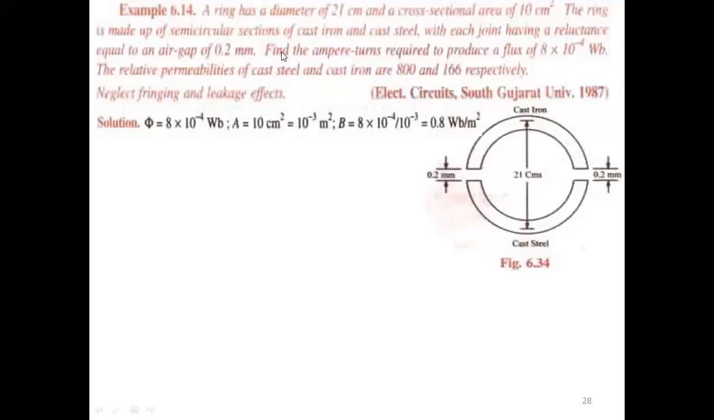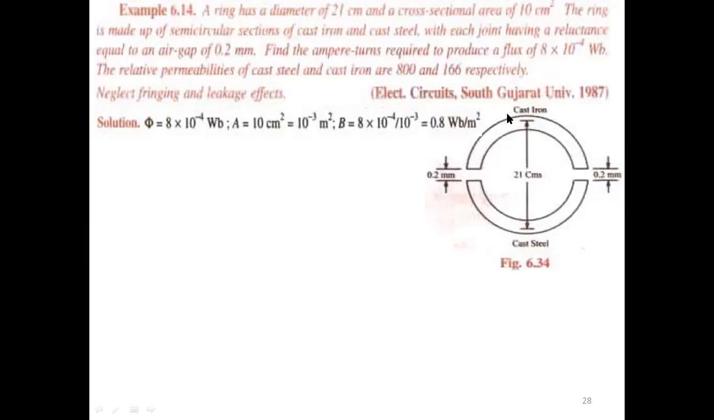The ring is made up of semicircular sections. Consider from here to here, it is semicircular only. Here also semicircular only. So the ring is made up of semicircular sections. Here one section is used, here another section. Semicircular sections of cast iron material, this is the iron material, and cast steel, this is the steel material we are using here, with each joint having a reluctance equal to an air gap of 2 mm.